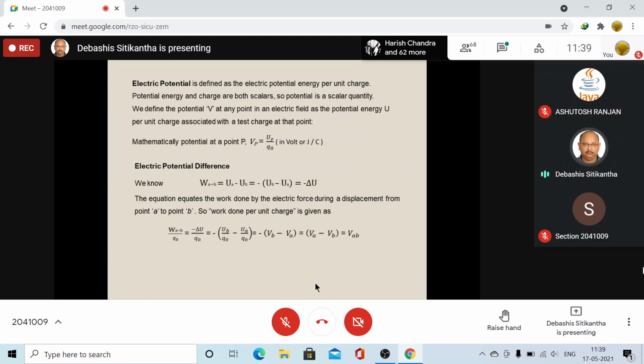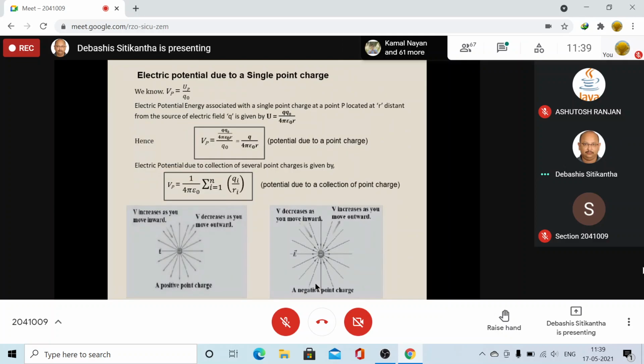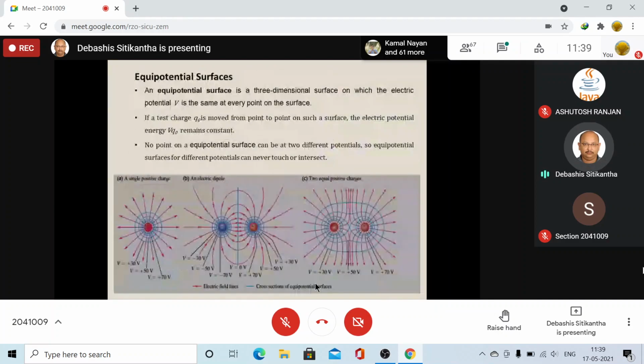In other words, we can say, if the work done in moving a test charge from one point to the other is divided by the magnitude of the test charge, this is known as electric potential difference. This is how we have already derived all of this.